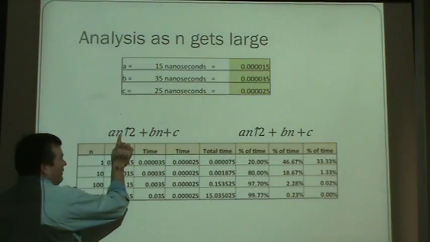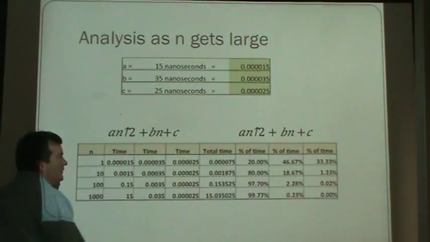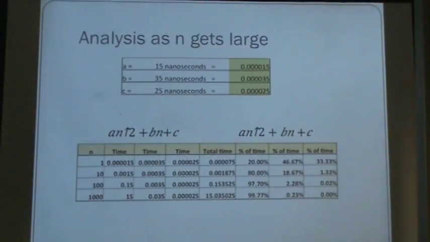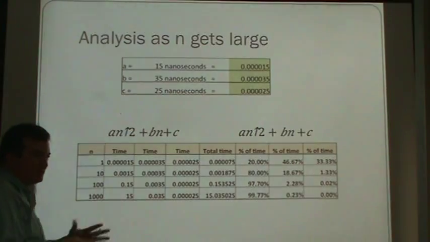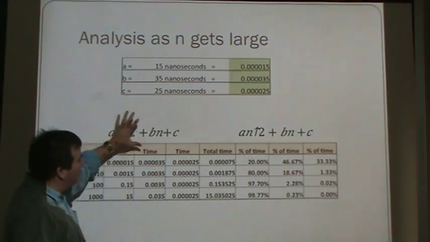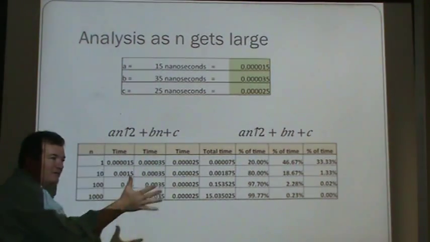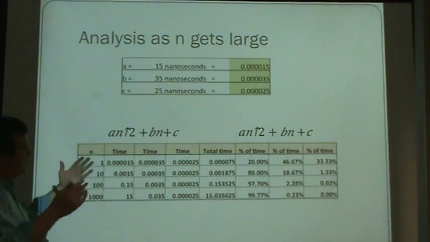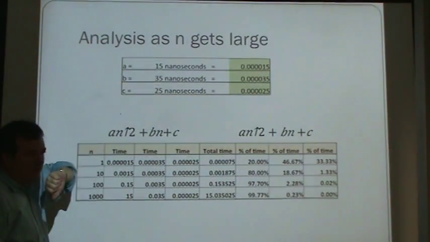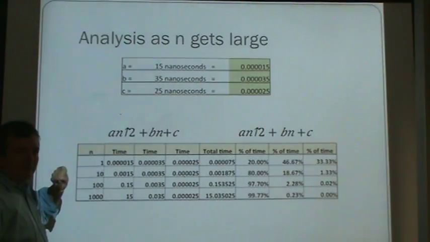It's the part with the n squared, not the part multiplied by n or the constant by itself. Is there any way you'd think of making a statement that this algorithm is dominated by the n squared part? Meaning as n gets very, very large, that's the dominating part.